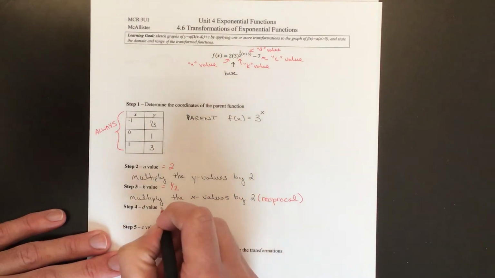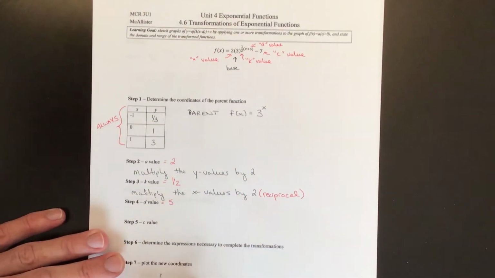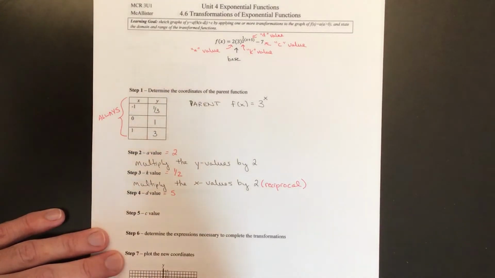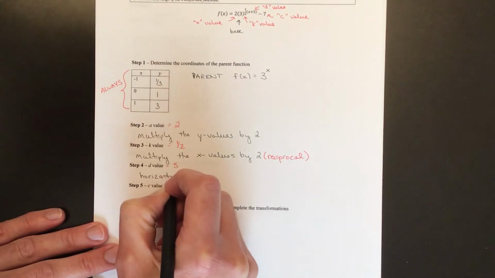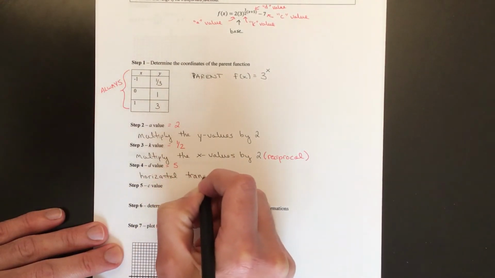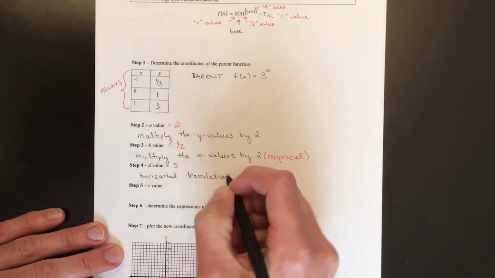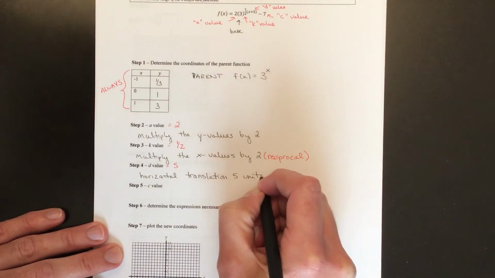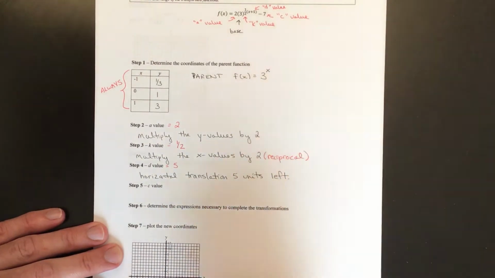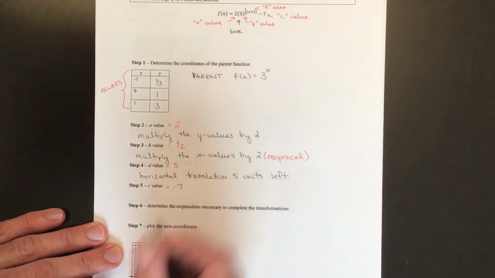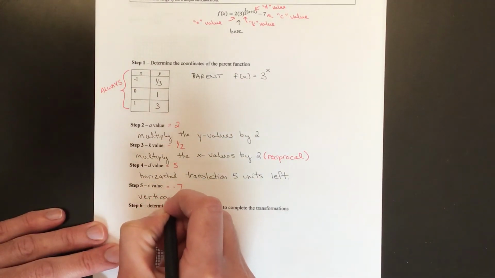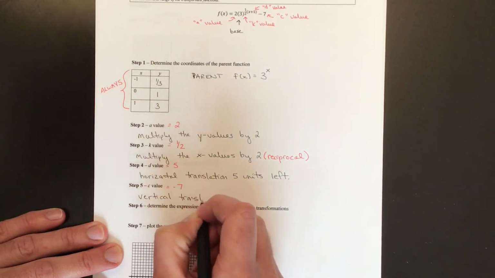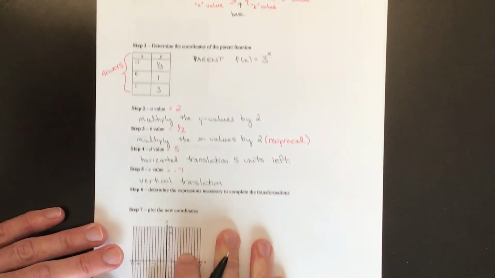D value is 5. That means that we have a horizontal translation. Five units left. And the -7, which is the c value, is a vertical translation. Seven units down.